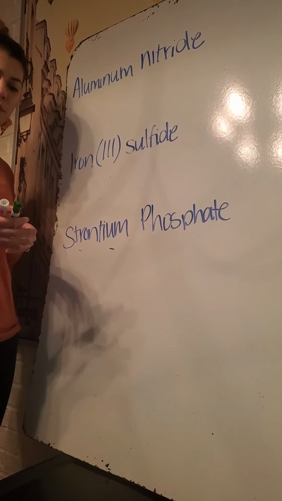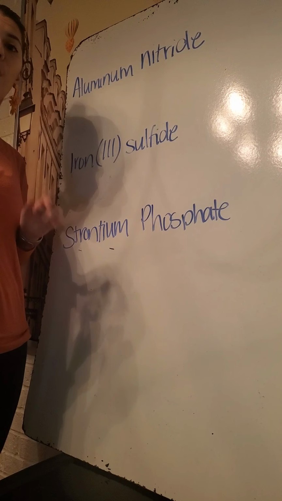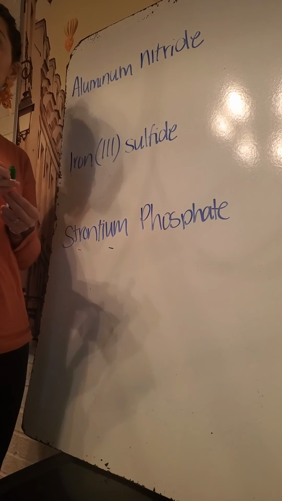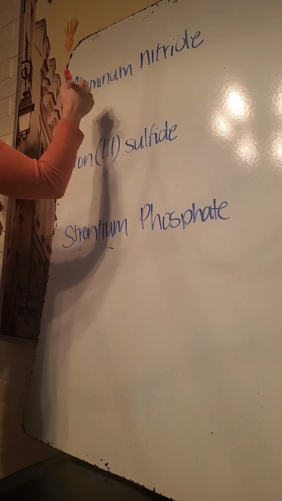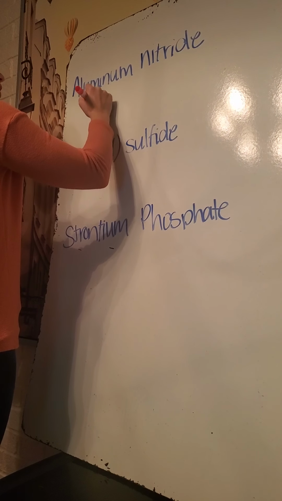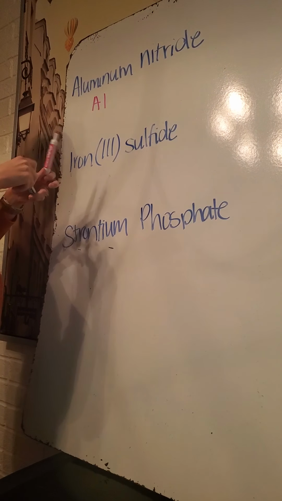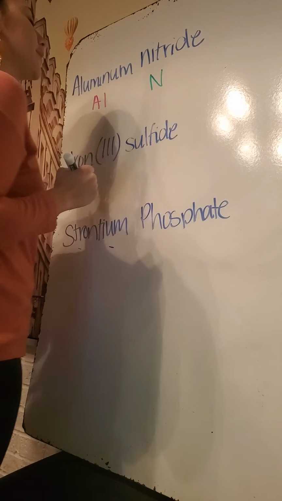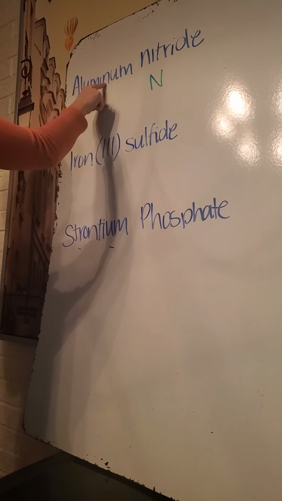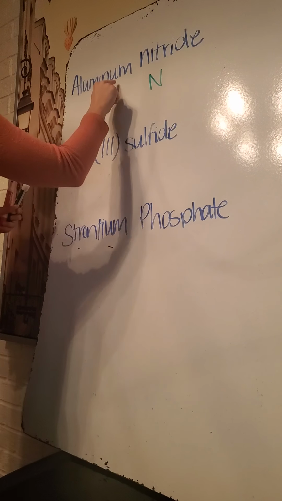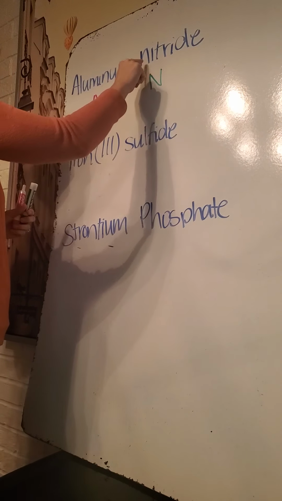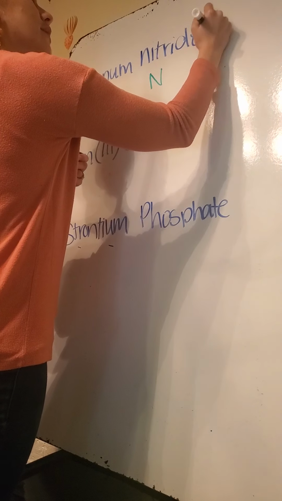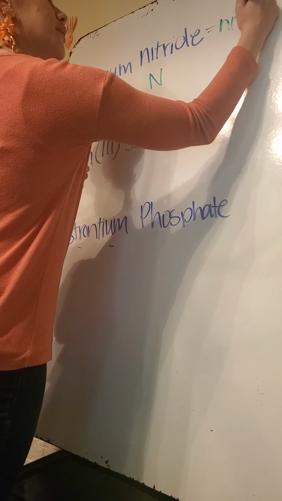I'm just going to take you through a couple of examples right now of writing ionic formulas, because I figure that's one that we're struggling with. So, first thing we always do, take your name and write down what the chemical symbol is going to be based on your name. So we know aluminum is going to be Al, and nitride is really nitrogen.